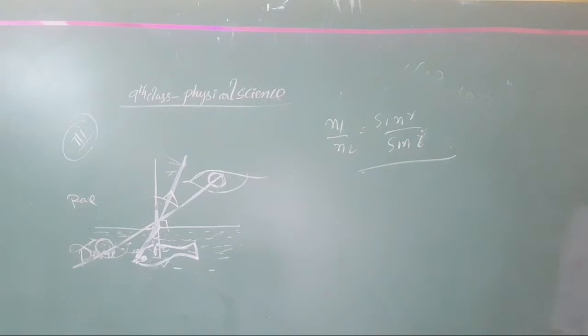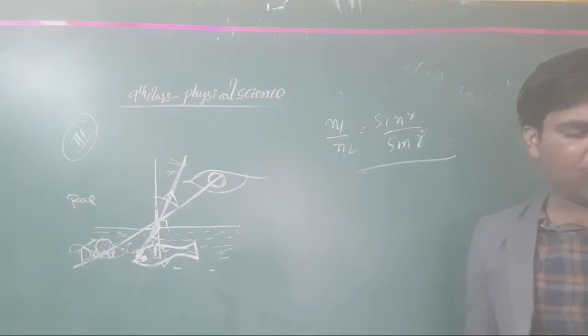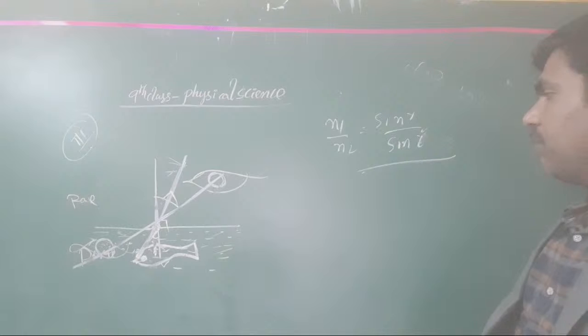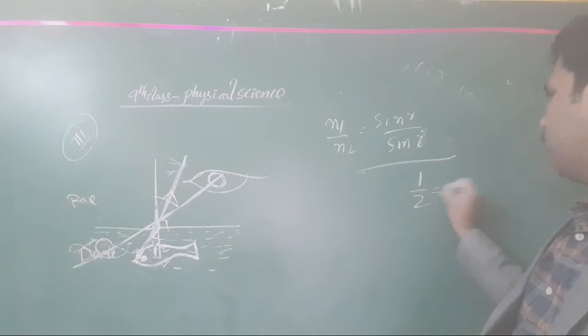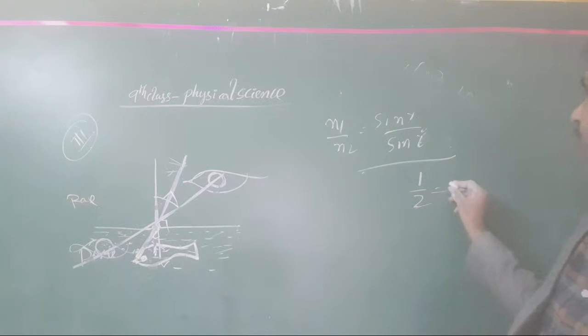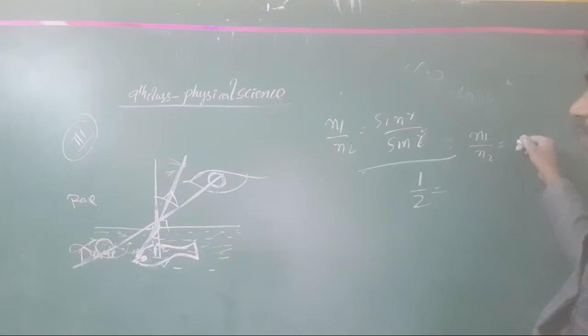Got it? Now there is one more thing. The refractive index of the glass with respect to air is 2. Then what is the critical angle of the glass-air interface? Already you know the refractive index of the medium with respect to air is 2, which becomes 1 by 2. Air is 1 and the refractive index of the medium is 2. That is n1 by n2, which is equal to sin C.